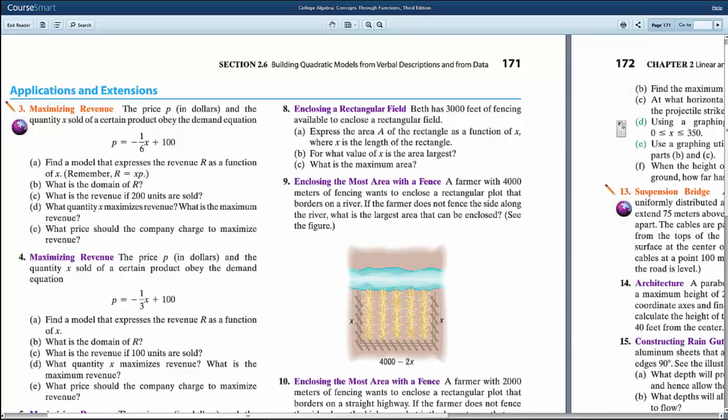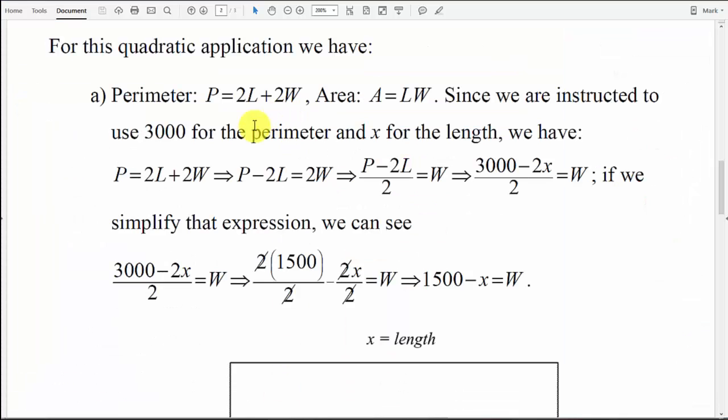And so they tell us also that the woman has 3,000 feet of fence, and so if she's trying to enclose the largest possible area, I think it's a safe assumption she's going to use all of the fence. And they also tell us to use x for the length. And so if you think about, well, what do I need to do? You need to isolate the width because we know the length is x, and we need to find the area as a function of x.